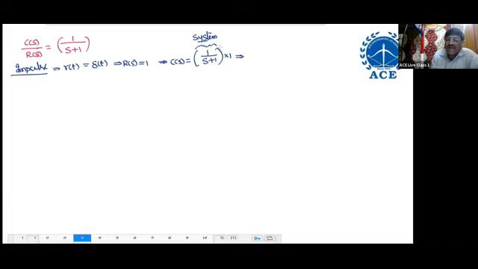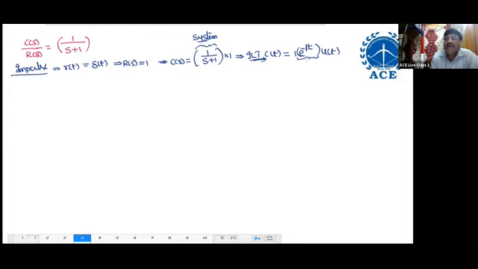Then if we apply the inverse Laplace transform, c of t equals the inverse Laplace transform. What will I get? 1 into e power minus t, u of t. So here 1 into e power minus 1t u of t belongs to the system. This e power minus 1t is because of 1 by s plus 1. So this is because of the system.